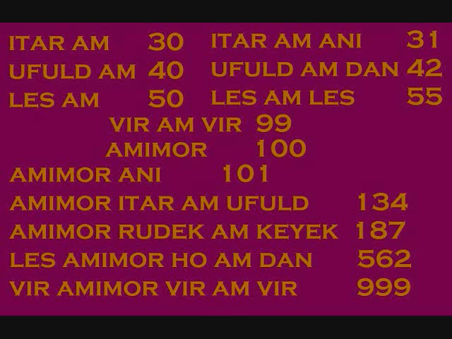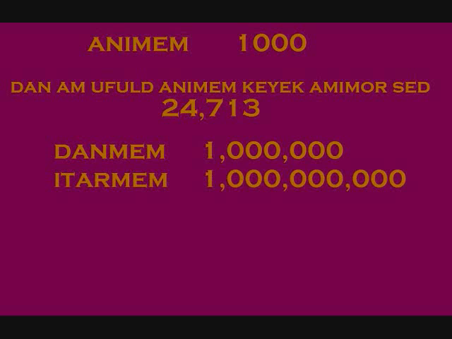After vir amimor vir am vir, 999, we get animem, 1000. The logic continues to apply. For example, 24,713 would be dan am ufuld animem keyek amimor sed. 1,000,000 is danmem, and 1,000,000,000 is itarmem.